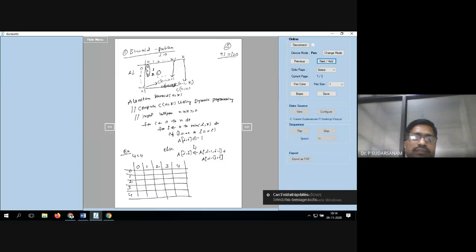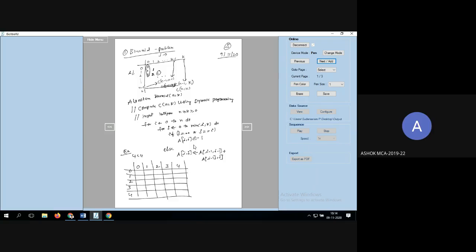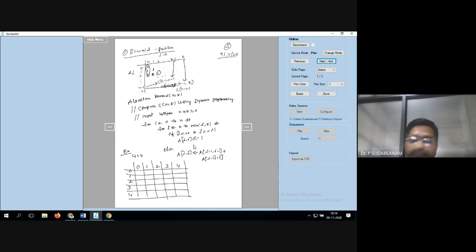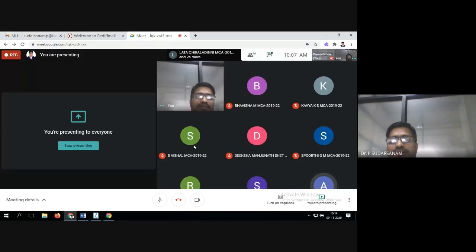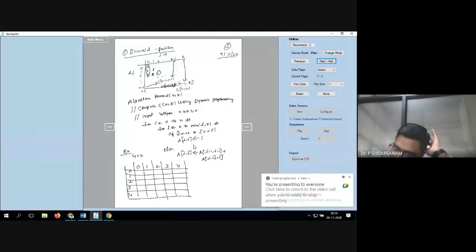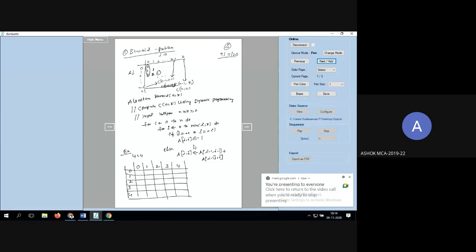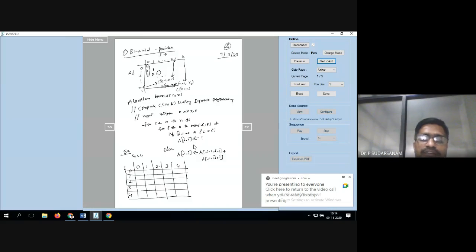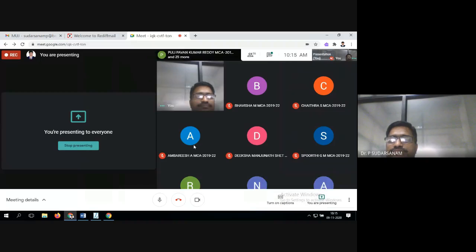Right. Have you copied the algorithm? Yes, sir. Right. Sunil? Ashoka? Ashok? Yes, sir. Copied. All of you? What about the others? Spurti, copied? Yes, sir. Copied. Diksha?